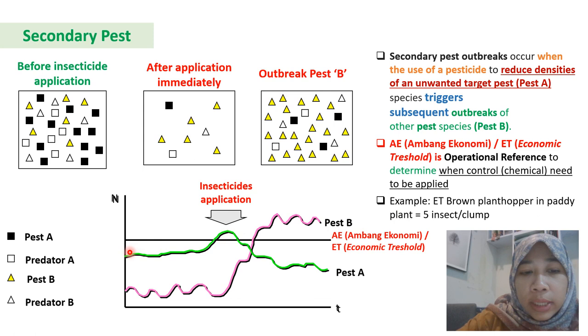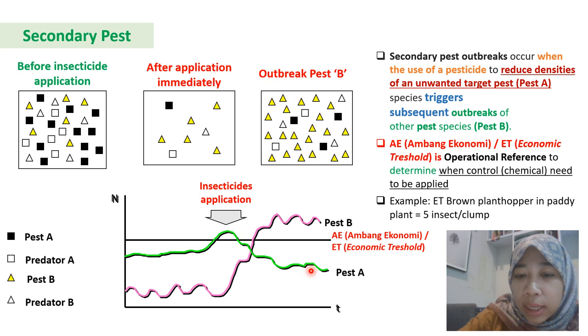For example, this is pest A, which is a major pest. The population is still below the economic threshold, the green one, and someday the population is over the economic threshold. So there is an insecticide application. What will happen to pest A? After the insecticide application, the population of pest A, which is the major pest, decreases.